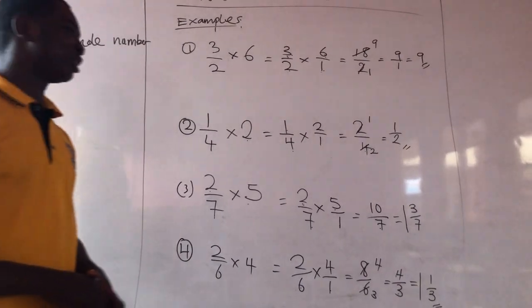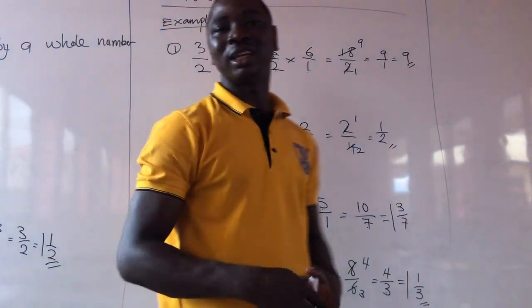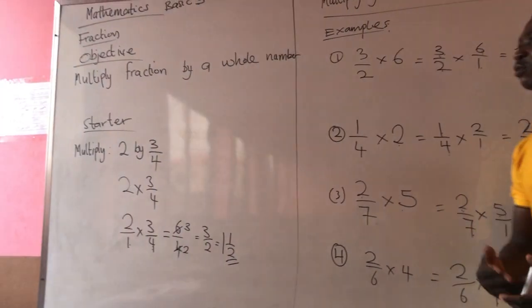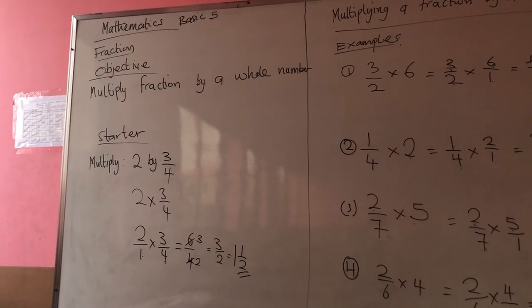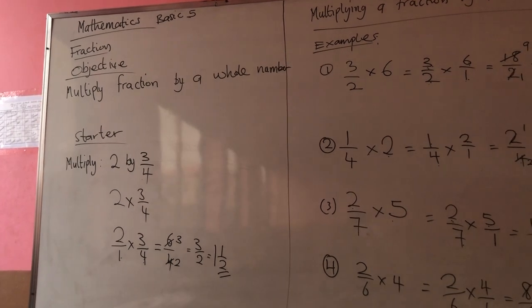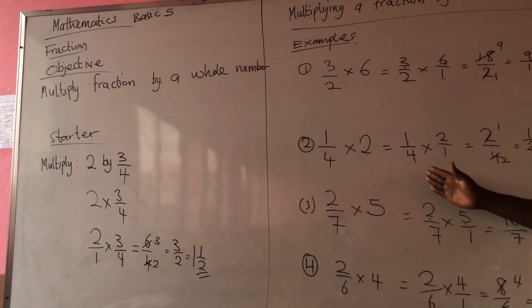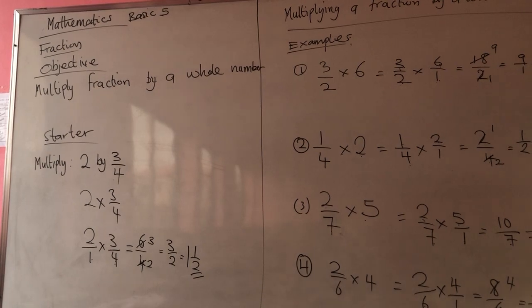So I'll ask you again, what have you learned? You have learned how to multiply a fraction by a whole number. And nothing changed but multiply the whole number by the fraction. It's like the same thing. But this one is the fraction first before the whole number.